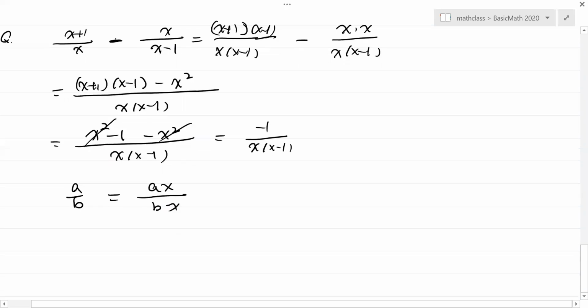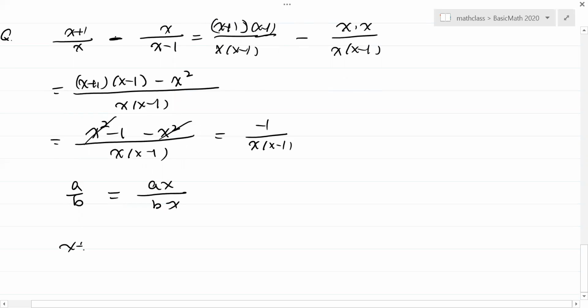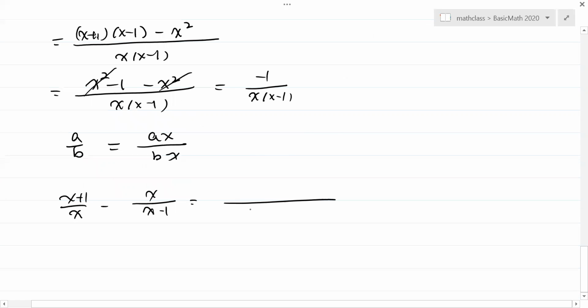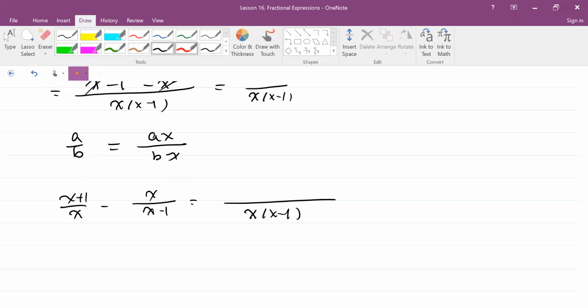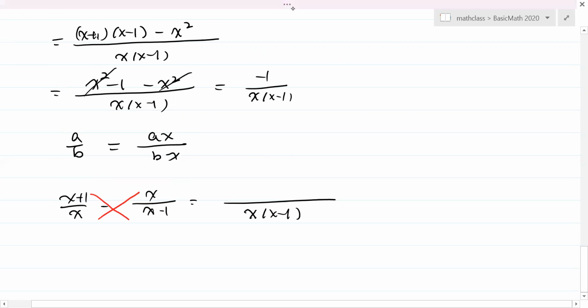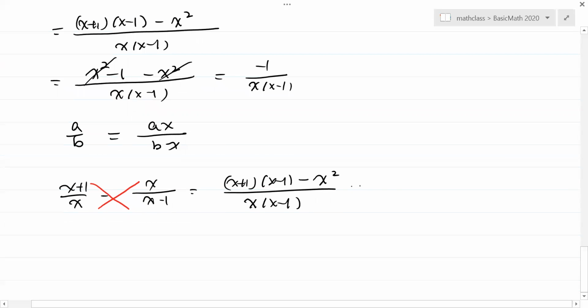Okay. Now you can also use a formula on x plus 1 over x minus x over x minus 1. The formula says that, first of all, it will be the product of the denominators. Then you have a so-called cross product. So x plus 1 times x minus 1, then minus x squared, right? So you get the same answer. After you simplify, you still get negative 1 over x times x minus 1.